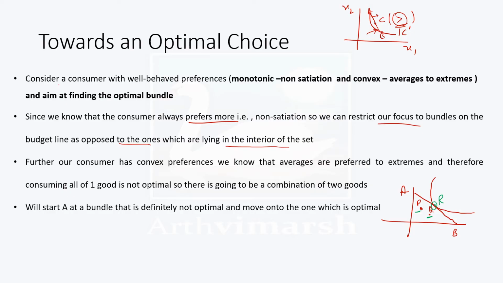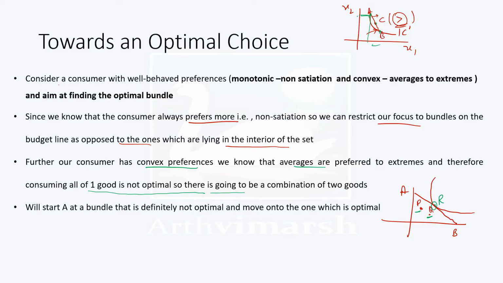So further, he has convex preferences, that averages are preferred to extremes, and therefore consuming all of one good is not optimal, right? Like I emphasized here in this figure, consuming at point A will yield him greater utility maybe from X2, okay? Here X2 is greater than X1, and at point B, X1 consumption is greater than X2, but at point C, they both are jointly giving more utility based on this assumption.